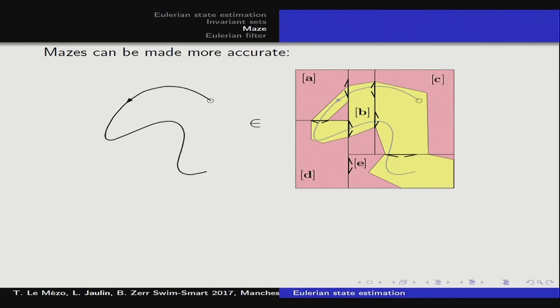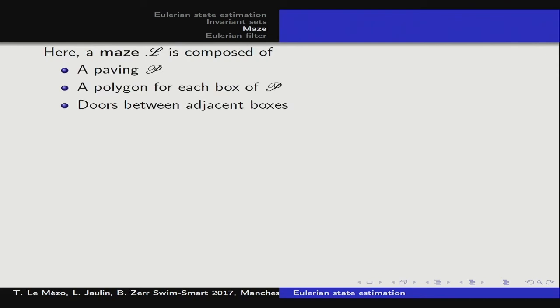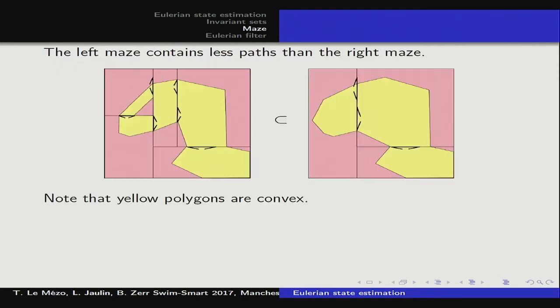If we have this structure, it can be seen as a set. It is a set of paths, but with intervals here. It means that if we have this structure, we can intersect, make the union, and so on. We have some kind of order relation, which means that this maze is included in this maze. This maze has more paths than this one.